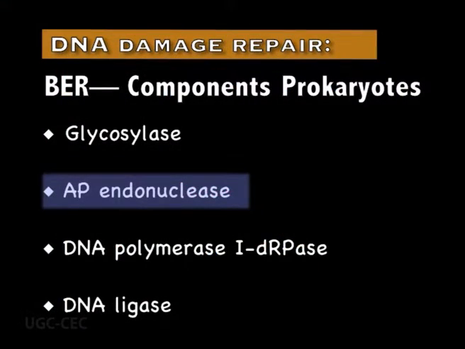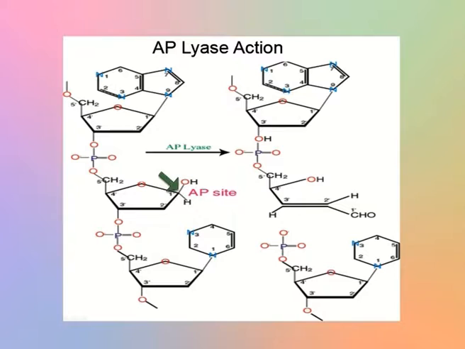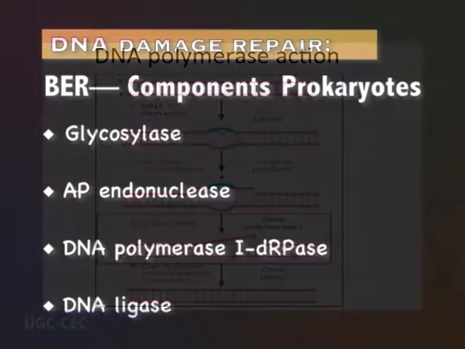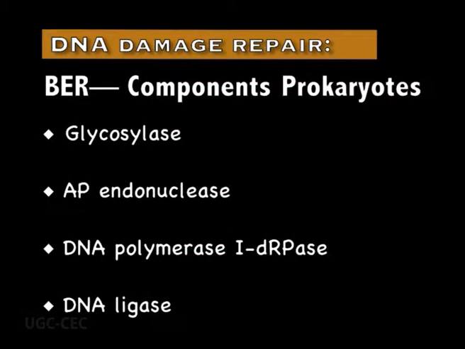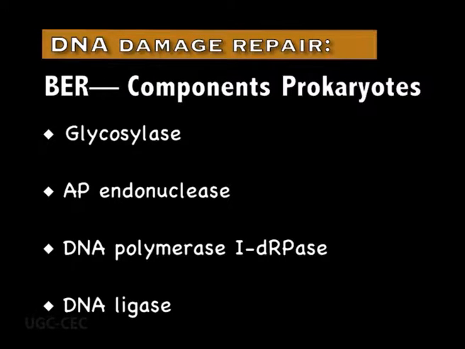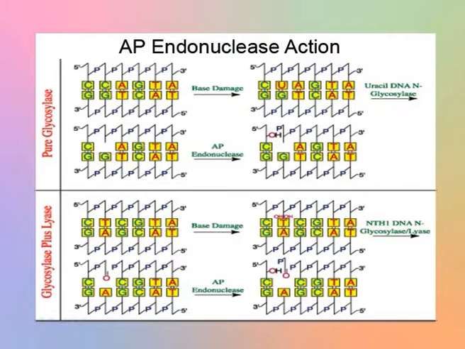This invites AP endonuclease to recognize the AP site and make a cut at the 5' position of the AP site. So glycosylase makes the AP site, and AP endonuclease makes a cut at the 5' end. Next, DNA polymerase, especially DNA polymerase 1, replaces such mononucleotide with respect to the mother strand, and it has lyase activity by which it cleaves the phosphodiester bond, and ligase joins them up. Sometimes another enzyme, dRPase, a phosphodiesterase, can individually take part in such a process.